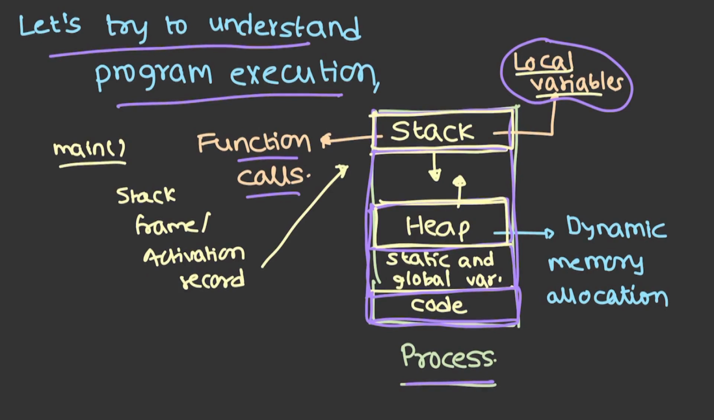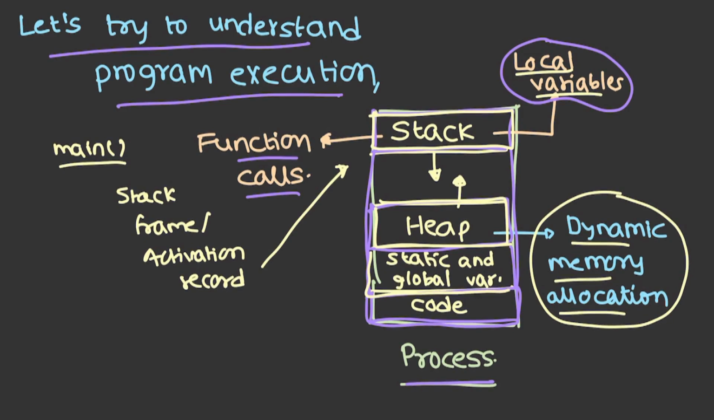Heap is generally used for dynamic memory allocation. We will talk about dynamic memory allocation in a little while, but let's concentrate on other topics here. Special variables such as static and global variables have a special section as their scope is throughout the complete program. Similarly, we have a separate area to store the code section.